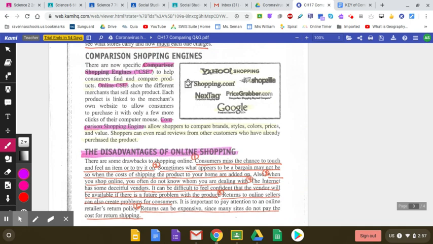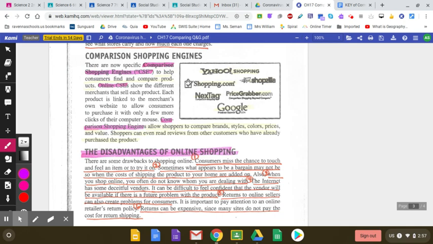Comparison shopping engines, and you can see a diagram over here of different comparison shopping engines. There are specific comparison shopping engines, or CSEs, to help consumers find and compare products online. CSEs show the different merchants that sell each product.